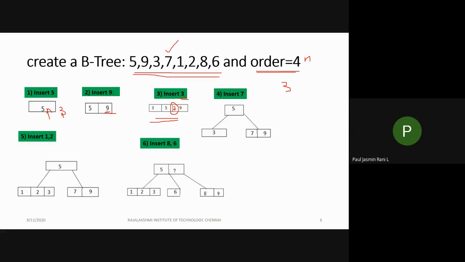Because at maximum you can have only n minus 1, that is only 3 keys can be inserted, not more than that. When you insert this element 7, you will get 4, which violates the rule of your B tree. Therefore, you have to take all the 4 elements, that is 3, 5, 7, 9, and you have to divide by 2. You have to split equally.